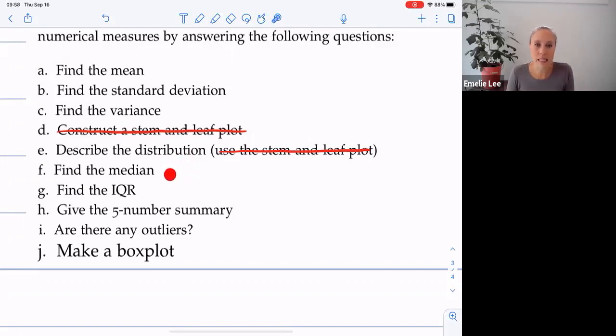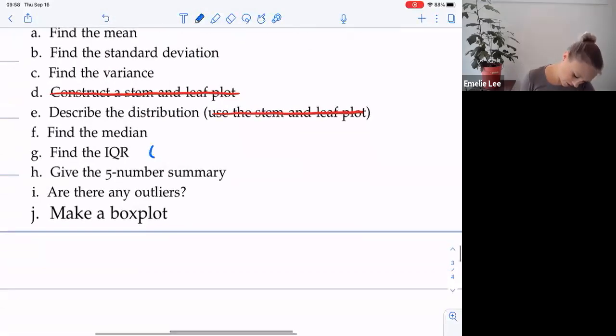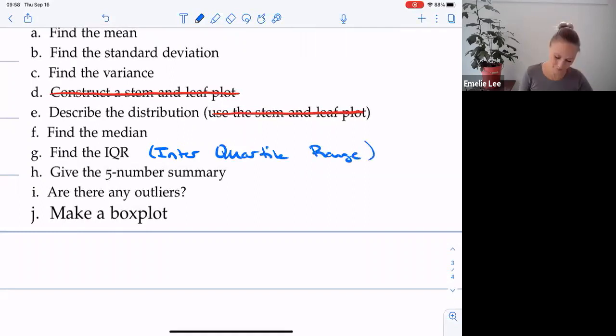Then we're going to find the median, right? So I'm going to show you how to find the median, and then I'll show you how to find the interquartile range. Okay. The IQR is the interquartile range. Then it says give the 5-number summary. So of course I have to tell you what the 5-number summary is. And then we're going to answer if there are any outliers.